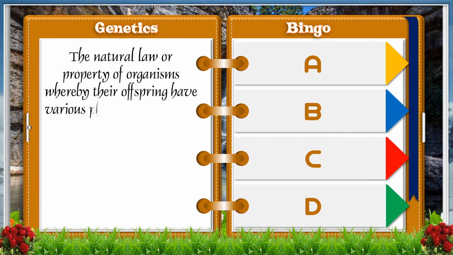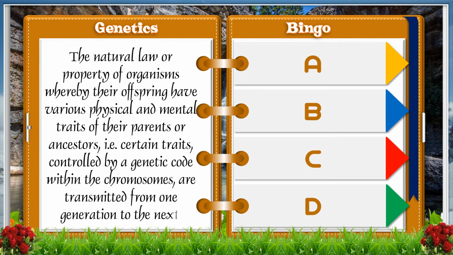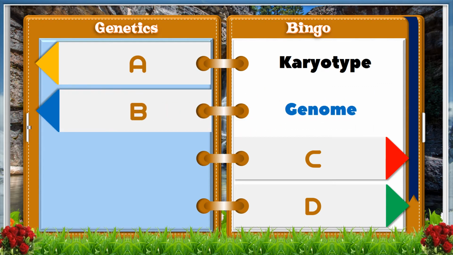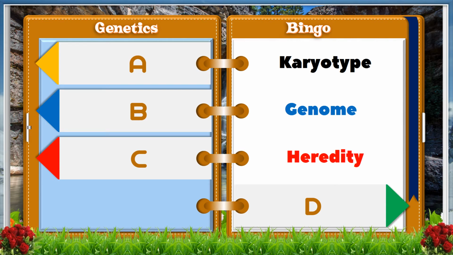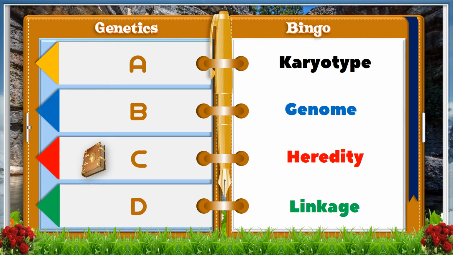The natural law or property of organisms whereby their offspring have various physical and mental traits of their parents or ancestors, i.e., certain traits controlled by a genetic code within the chromosomes are transmitted from one generation to the next. A. Karyotype. B. Genome. C. Heredity. D. Linkage. And the answer is C. Heredity.